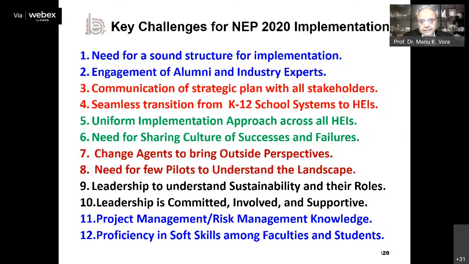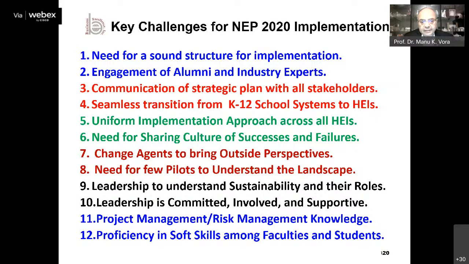We already talked about the seamless transition from K through 12 school systems to the higher education institutes. Items 5 and 6 are again a big issue: a uniform implementation approach across all HEIs and a need for a sharing culture of successes and failures. Unfortunately, in India, everybody wants to keep their results private. They don't want to share with anybody, and they want to become the best and suppress the others by not sharing their successes or failures. Compared to that, here in the Western world, at least I've seen more openness when such projects are getting implemented. People are willing to share their successes and failures at the institute level. And this is the cultural shift we need to think about in India.